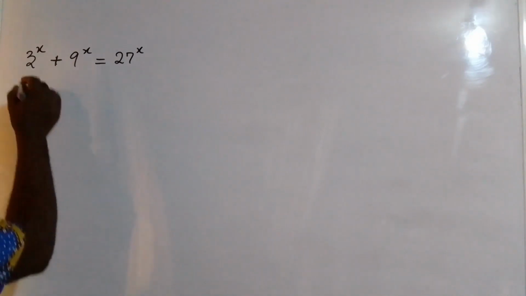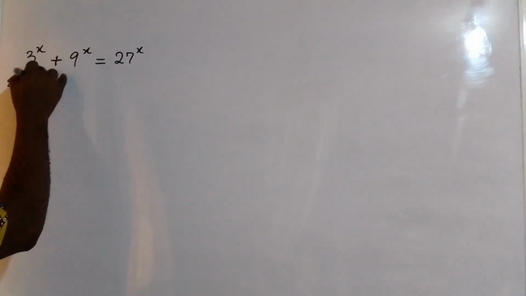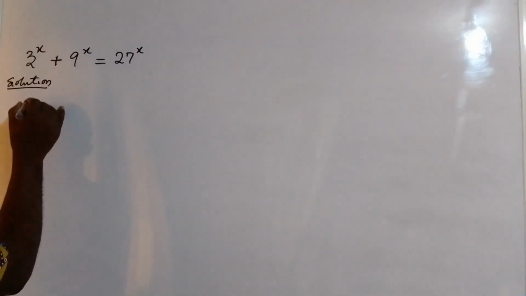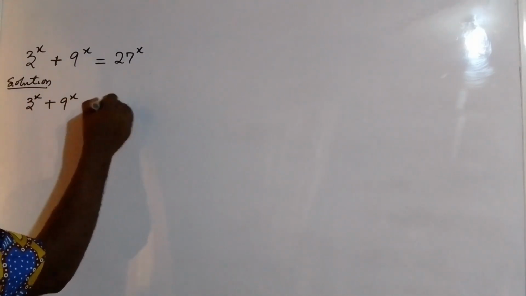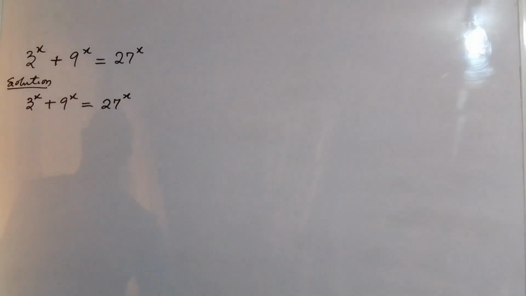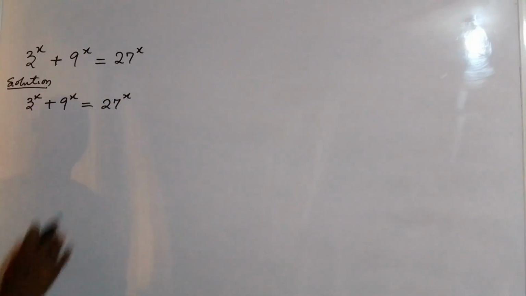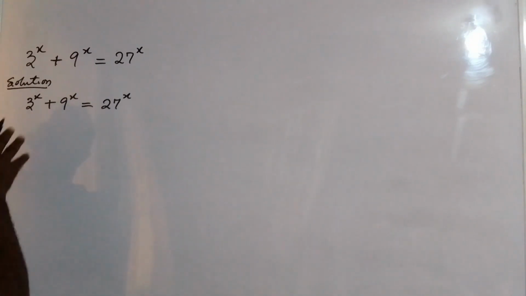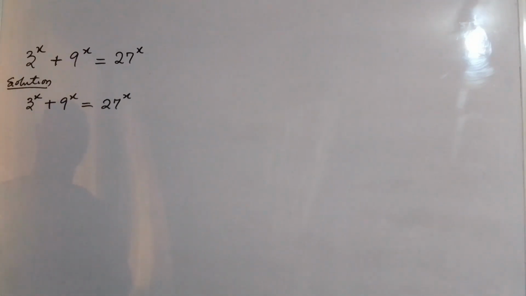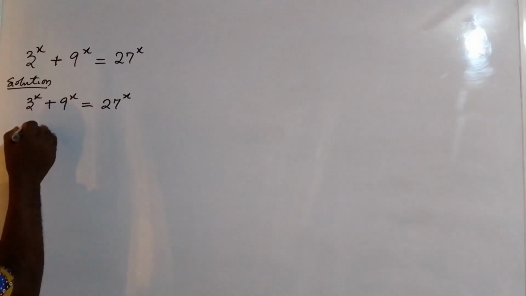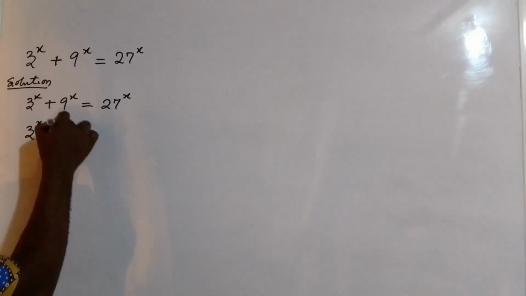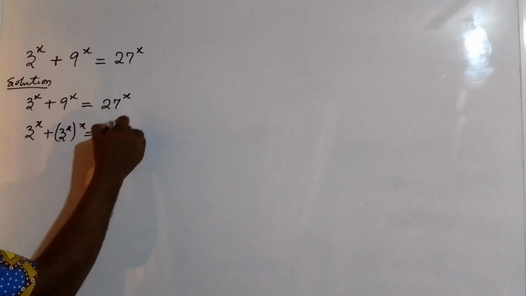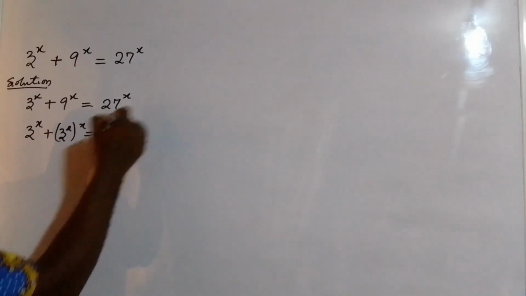Let's get started. So here I'm going to write down the solution as usual. Then I have my equation: 3 to the power of x plus 9 to the power of x equal to 27 to the power of x. So what I'm going to do is rewrite the entire equation so that we get 3 to the power of x. In order to do that, I'll say 3 to the power of x plus 3 to the power of 2, all to the power of x, equal to 3 to the power of 3, all to the power of x.